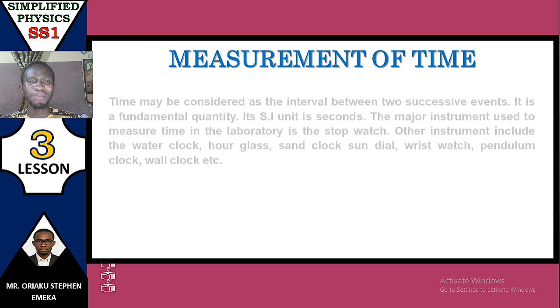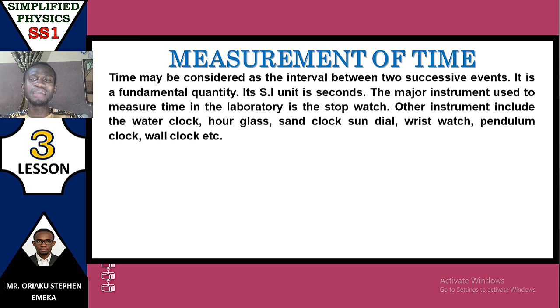What is time? Time is the interval between two successive events. Time is a fundamental quantity and it is measured in what? Seconds. The major instrument we use for measuring time in the lab is the stopwatch, although we have other instruments like the water clock, hourglass, sand clock, sundial, wristwatch, pendulum, wall clock, etc.